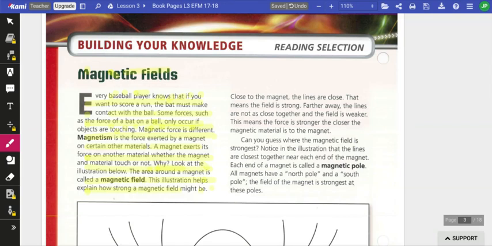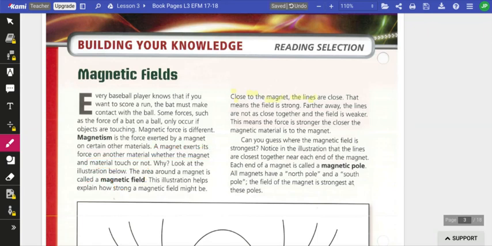There are two words I want you to take note of: magnetic force and magnetism. Those are going to be synonyms. They mean the same thing, and that's the force exerted by a magnet on other materials. Another thing to note is that it says a magnet exerts its force on another material whether the magnet and material touch or not. This is through its magnetic field, and I'll page down in just a little bit.